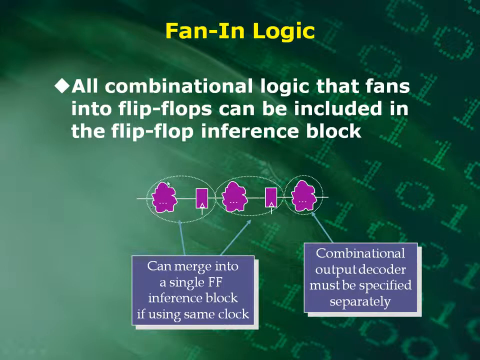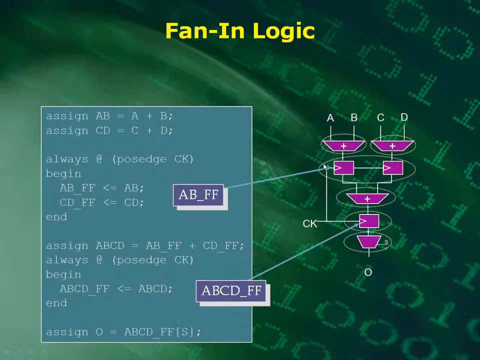So this little blob here represents the combinational logic feeding into the flip-flop. We can merge this type of stuff into a single flip-flop inference block using the same clock. And this, of course, is just a combinational output decode that you might have that's separate, in case you don't use the direct flip-flop output. So let's look at an example here.